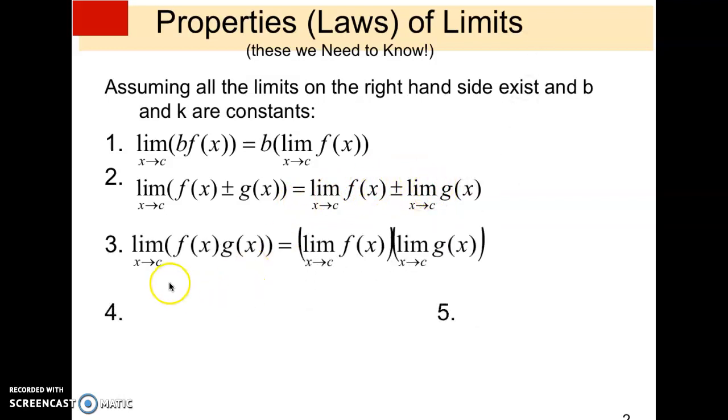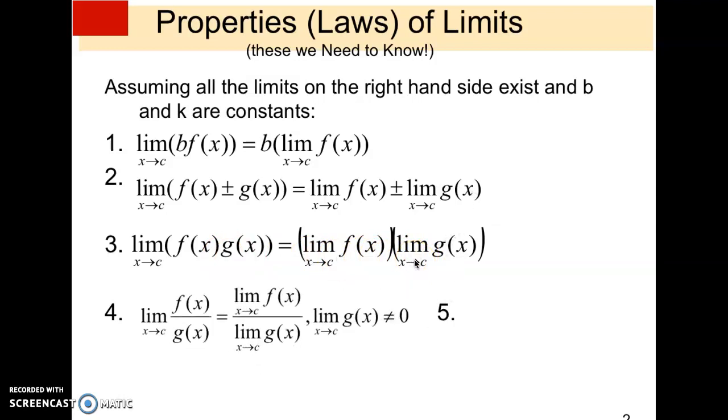Rule number three says that the limit of the product of two functions is equivalent to the limit of the first function multiplied by the limit of the second function. In other words, the limit of a product of two functions is equal to the limit of each function multiplied together. So the limit of a product is equal to the product of the limits.